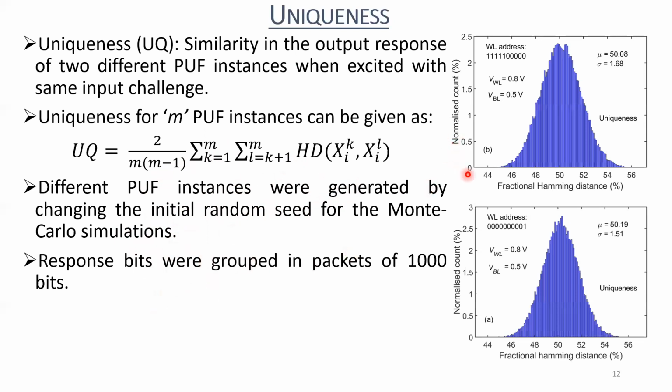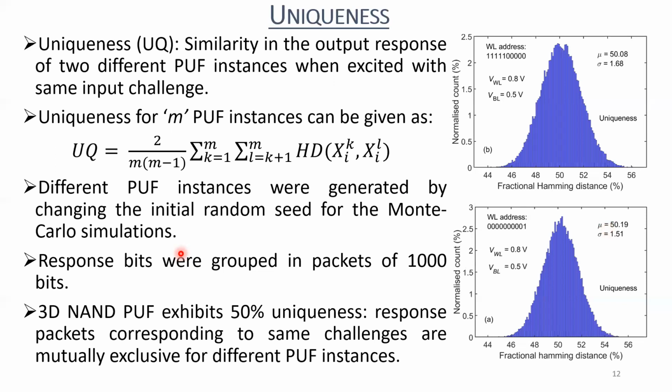When I analyzed it, I found that even for different word line addresses, for different PUF instances, the response showed a fractional Hamming distance of 50%. The mean was 50%, and the variance was also very small. So even this criterion of a good PUF was satisfied by the 3D NAND PUF. The response packets corresponding to the same challenges to different PUF instances are mutually exclusive. That is what it means.